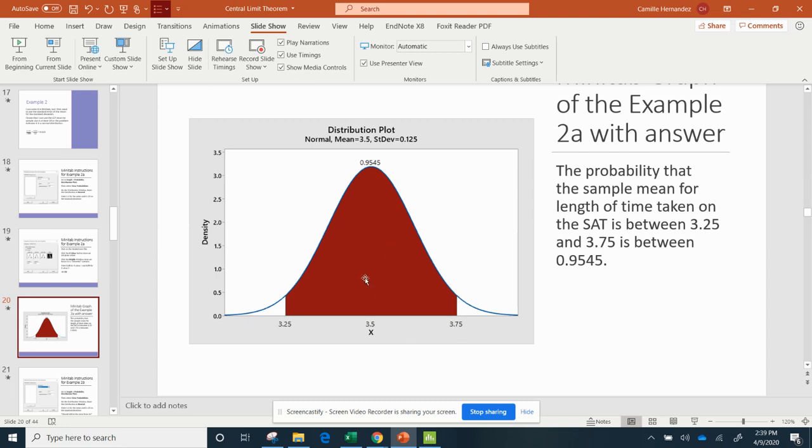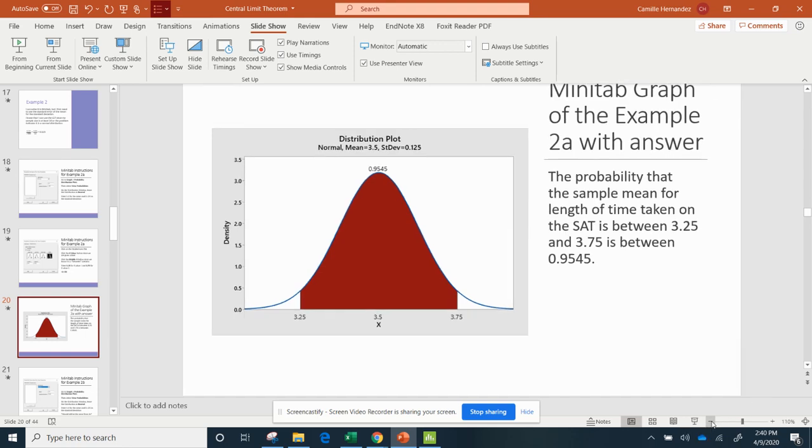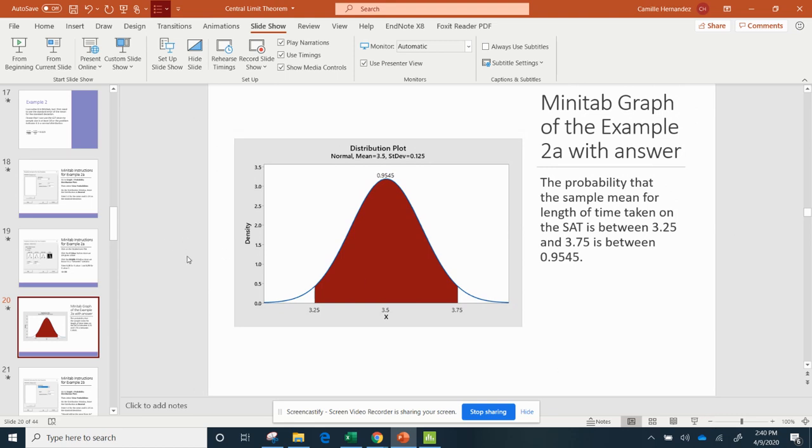The area in red represents students that would be in that area. So I've got 0.9545 is my answer. And I've written it here. The probability of the sample mean for the length of time taken on the SAT is between 3.25 and 3.75 is 0.9545. This is a lot like what we just did in normal distribution. All we're doing, we've changed the standard deviation. All right, so let's look at that next one.